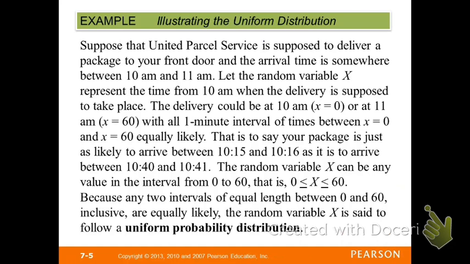I'll read the problem to you. Suppose the UPS service, United Parcel Service, is supposed to deliver a package to your front door, and the arrival time is somewhere between 10 a.m. and 11 a.m. Let the random variable x represent the time from 10 a.m. when the delivery is supposed to take place. That is, the delivery could be at 10 a.m., x equals 0, or at 11 a.m., x equals 60, with all 1 minute interval of times between 0 and 60 equally likely.